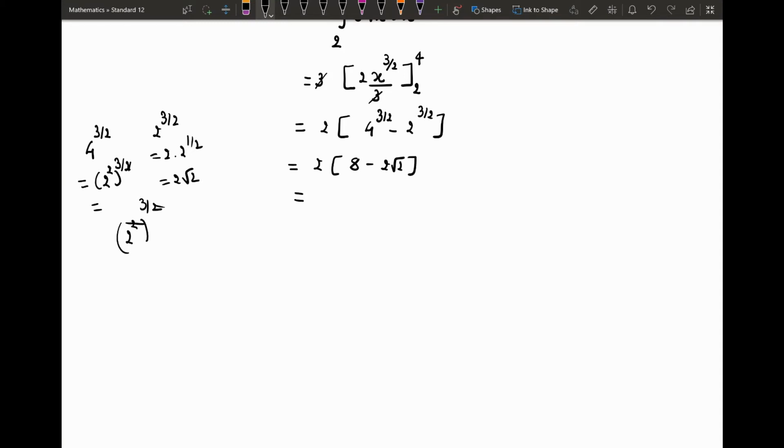Now we can take 2 common from the bracket. So 2 2s are 4. 4 into 4 minus root 2 square unit. So this is the area, square unit.